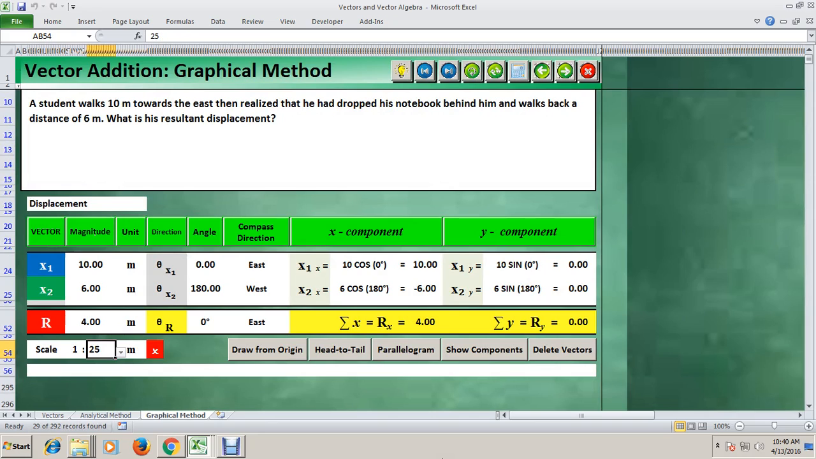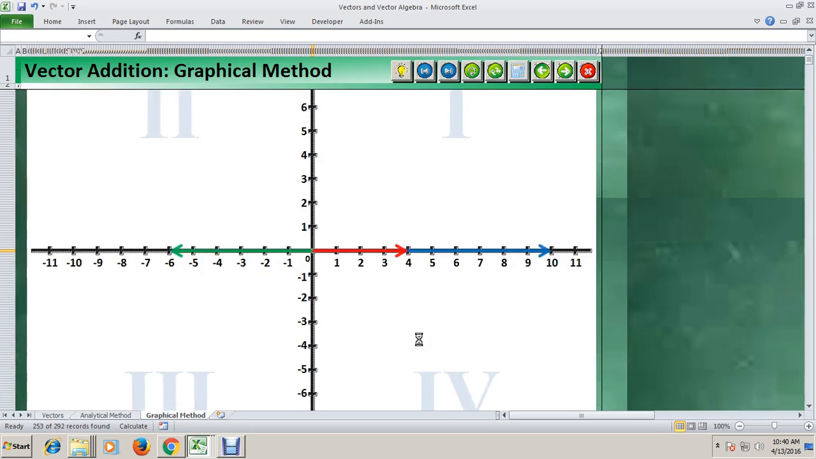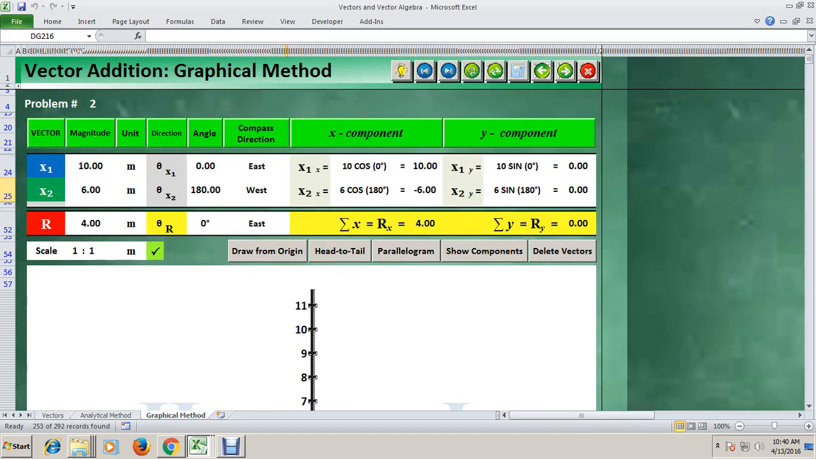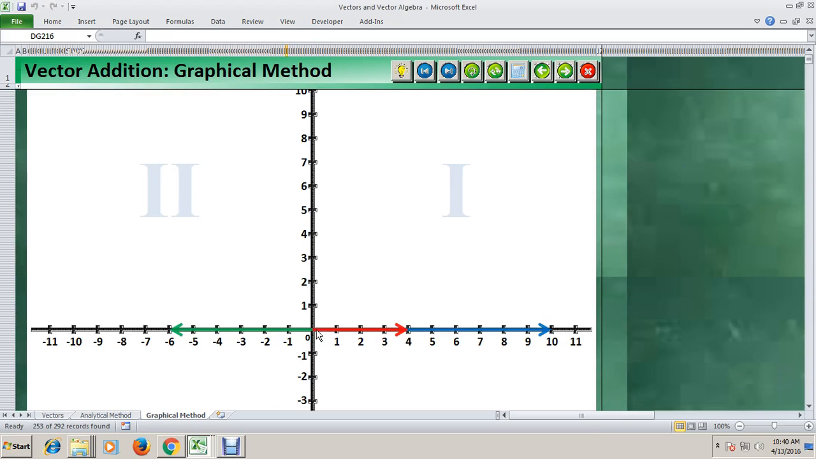Okay, so let's have this as 1. Our scale is 1:1 meter. Let us draw the two vectors from the origin. So as you can see, here you have 10 meters towards the east. This is the 10 meters towards the east, the blue vector. It is drawn from the origin.